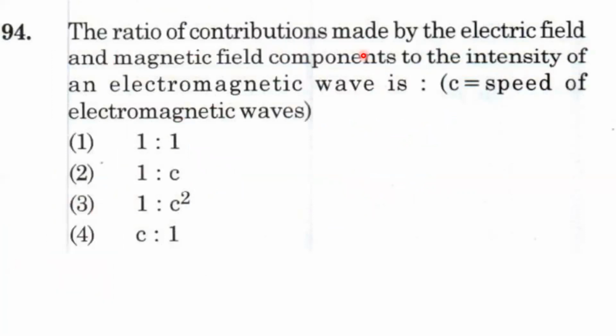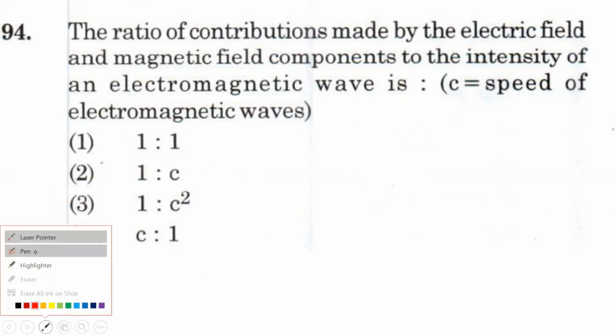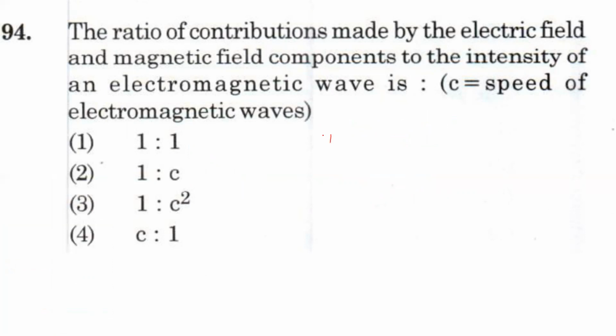Next we are going to discuss the 94th question. The ratio of contributions made by the electric field and magnetic field components to the intensity of an electromagnetic wave. Here, in an electromagnetic wave, the contribution of the electric field must be equal to the contribution of the magnetic field. Since they are equal, their ratio is equal to 1. So first option is correct.